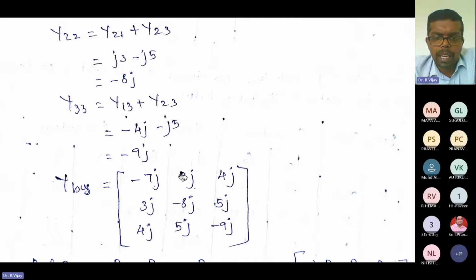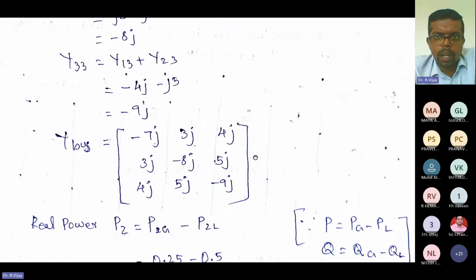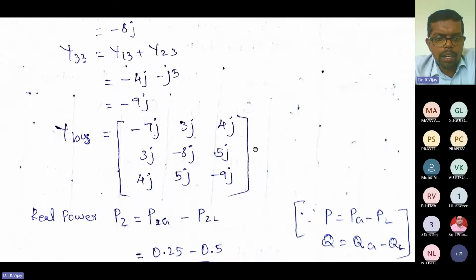So the YBus matrix we formulated: minus 7J, 3J, 4J, 3J. Here all are minus of whatever is coming. Here minus 8J, 5J, 4J and 5J and minus 9J. And hope you are also calculating. You just tell in the comments whether you are also getting the same answer or not.